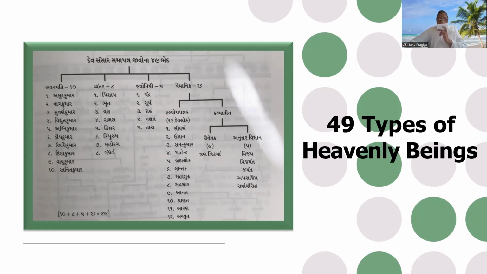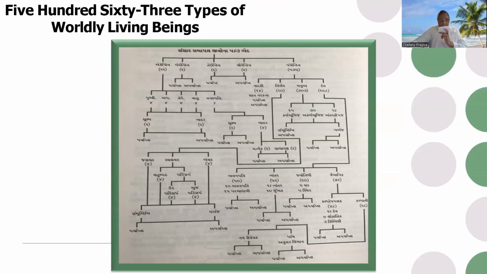But so far as the Kalpatit deities are concerned, they do not have such hierarchy, differences or discrimination in their status. They are of equal position, equal power. So these are different types of deities which are found in 26 types of higher heavens, and those are recognized as Vaimanik Deva. Now we would see that 563 types of worldly living beings.